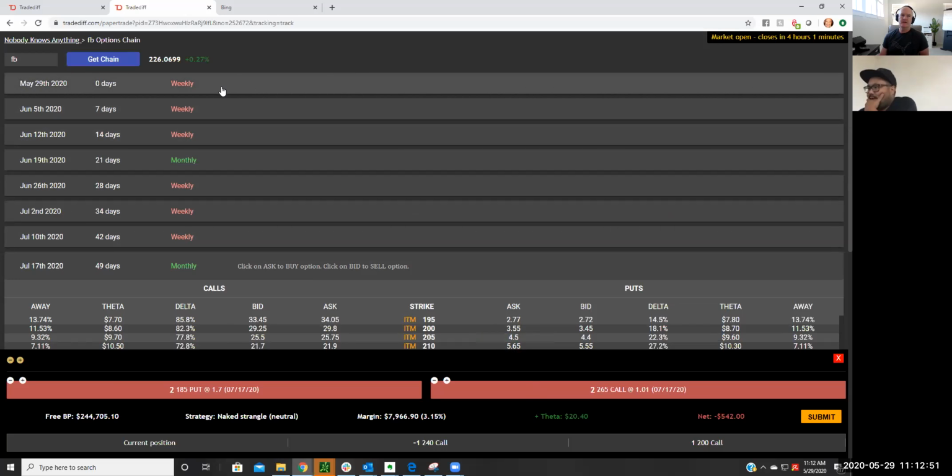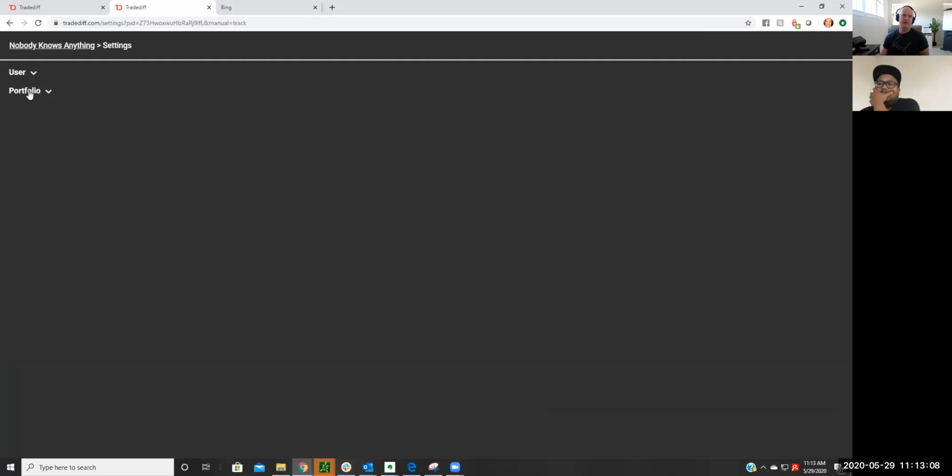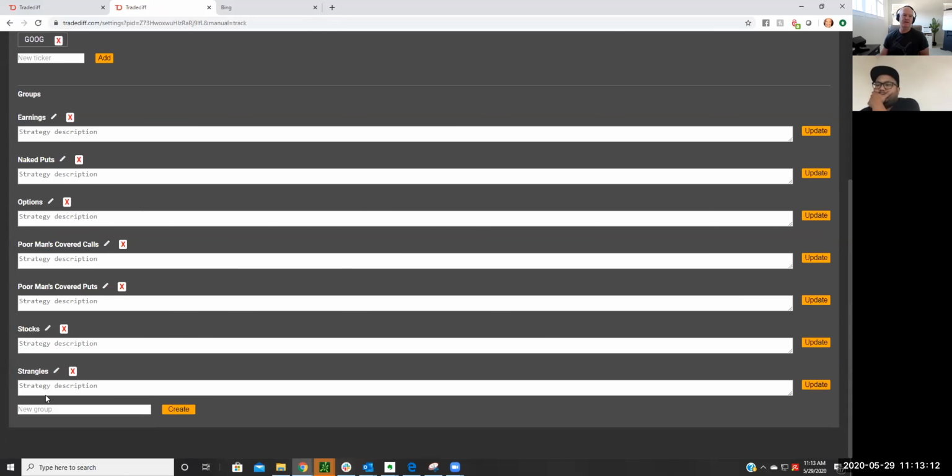Okay. So now go and click on your portfolio name at the top. Why don't we go into settings? And then click on portfolio. Scroll down and create a few groups. Why don't you create one group down here where it says new group?